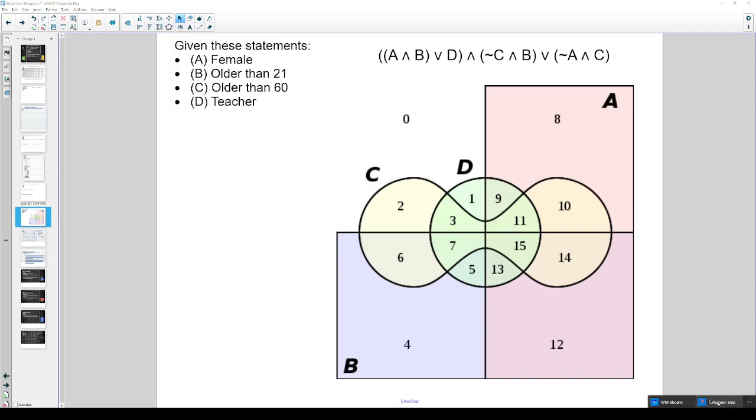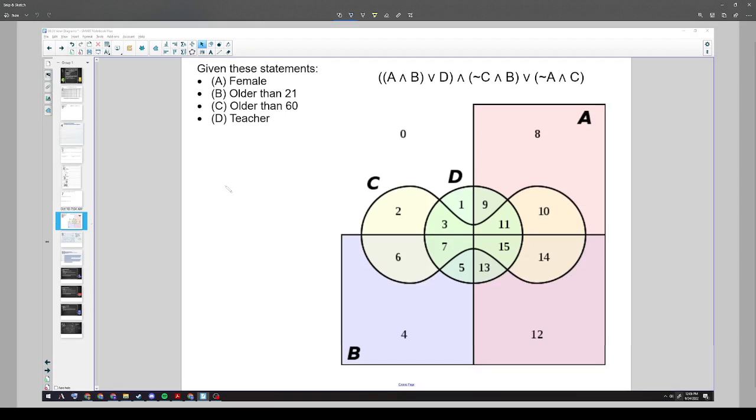So let's go through and use this the way we did our truth table and see if we can use this visual model to represent the logic that we did in the truth table.